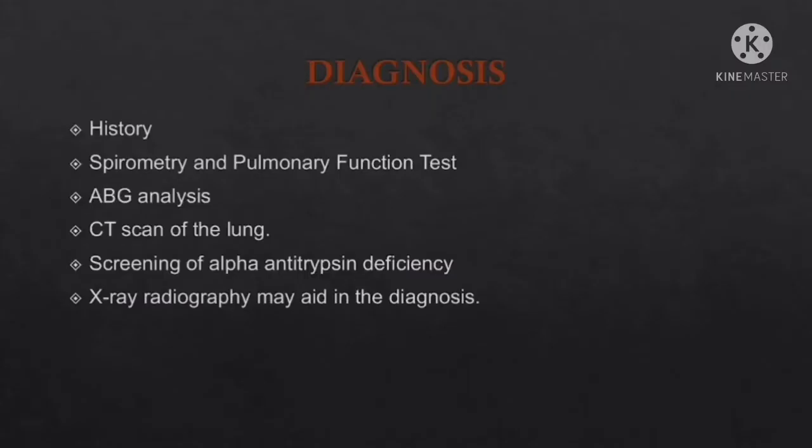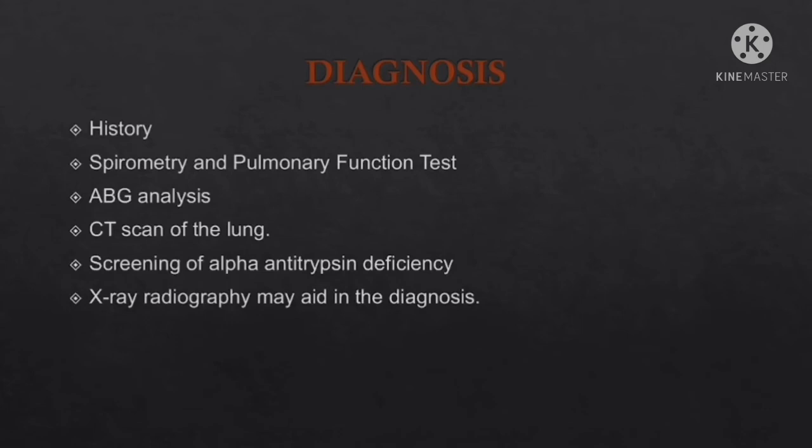Now, how is emphysema diagnosed? So first is the history. There's a possibility that one of the family members of the patient has emphysema that might be inherited by the patient. The next is the spirometry and the pulmonary function test in order to determine the airway blockage, and it tests the lung volume by measuring the airflow while a patient is inhaling and exhaling.